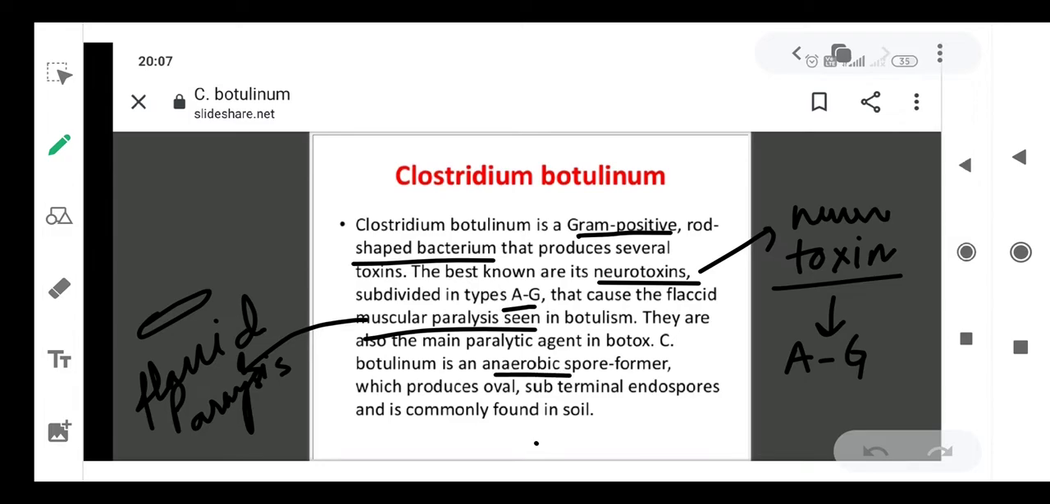So C. botulinum is an anaerobic spore former which produces oval-shaped subterminal endospores. If you draw the bacterium, and this is the central portion, subterminal is somewhere over here. It is not a terminal endospore. Subterminal endospore is basically present in your Clostridium botulinum.